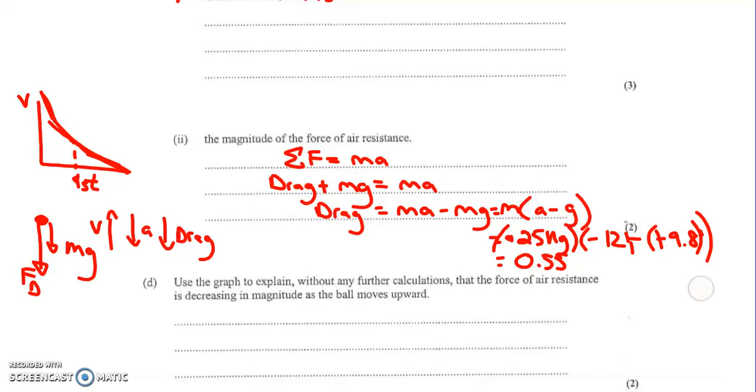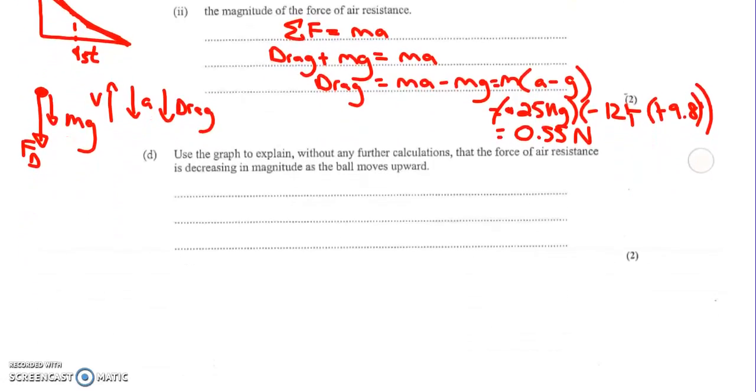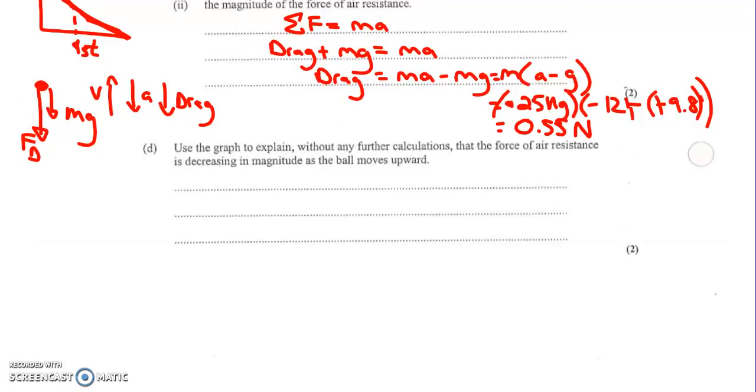Your slope will change. So I got 0.55 newtons. All right, so the next one is asking, and this is actually what I was alluding to before, that I want to know what the force of air resistance is decreasing in magnitude as the ball moves upward, using the graph to explain it.